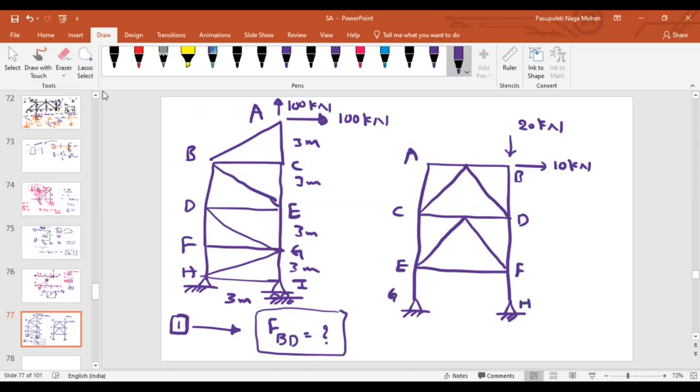Even in this case, let us say this is 1.5 meter, 1.5 meter, 3 meter, 3 meter, 3 meter. Even in this case, I need to find the force in member DF. Again, I am telling you, you have to solve it using only one equation directly. Is it clear? Please try to solve this.